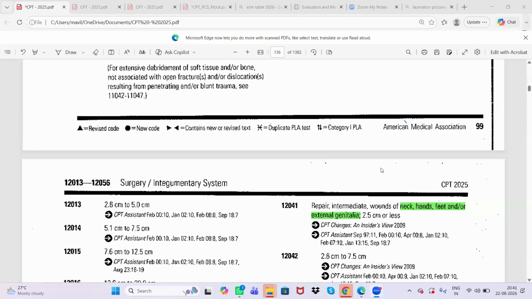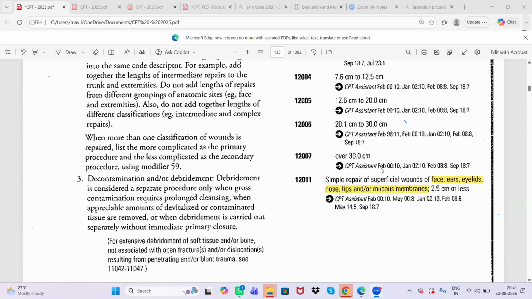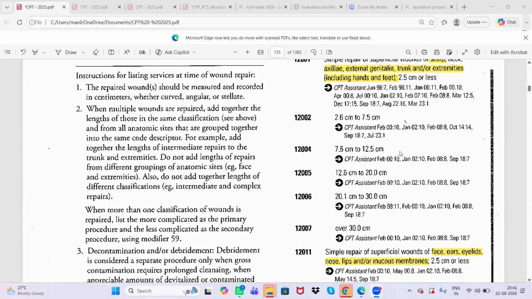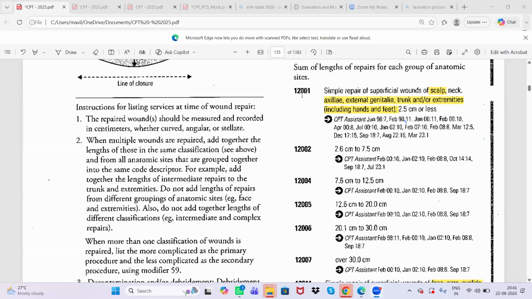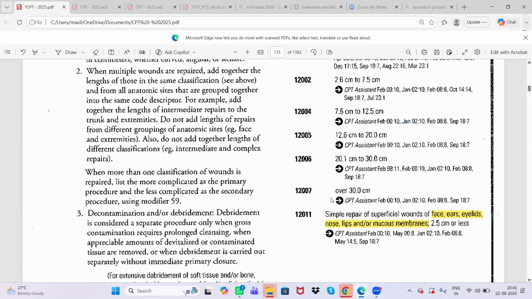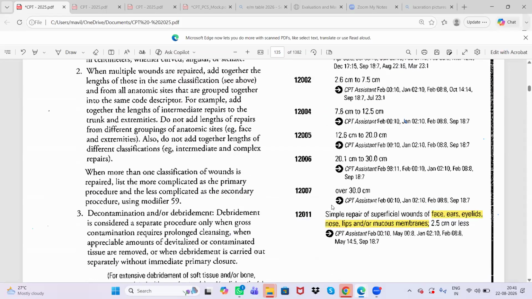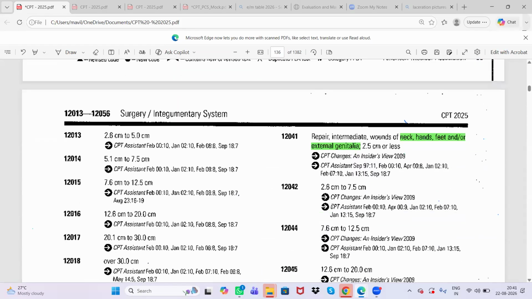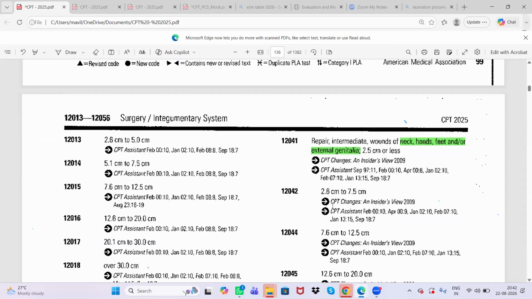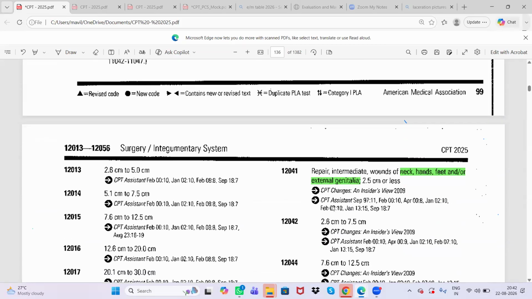We have to calculate together only when the repairs are in the same anatomical areas under one code; then we can add them up and code one. But if they are different codes for different anatomical areas, then we code them separately, like two codes. 12002 for axilla, and for face 5.5 centimeters, 12014. So which modifier is applicable here?